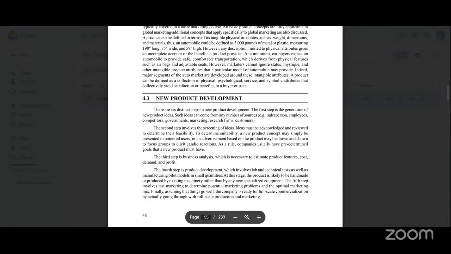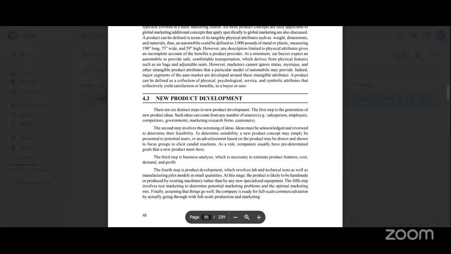So, if the physical feature of a car has airbags and adjustable seats, we know that automatically airbags will save a person, as there is a certain amount of cushioning that it provides in case of any accident or major impact. Adjustable seats can help us to adjust driving according to our height, length, and seating comfort, etc. So, marketers cannot ignore status, mystique, and other intangible product attributes that a particular model of automobile may provide.